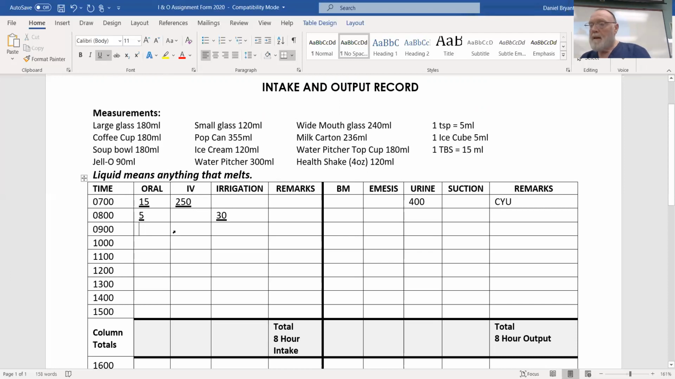And he asked for the bedpan. He has 250 out. Again, we're in the 9 o'clock. He had 250 out. And over here, we're going to type in brown liquid. That way we know.